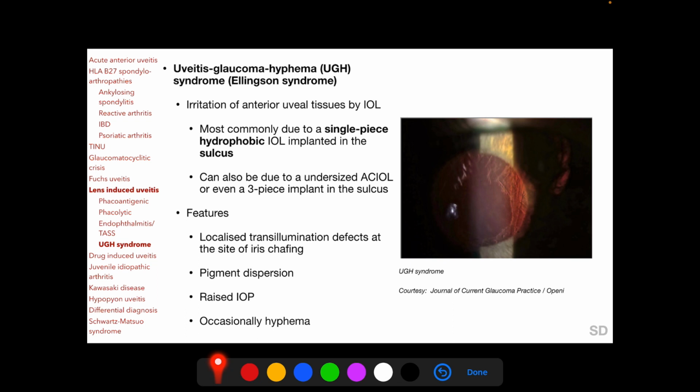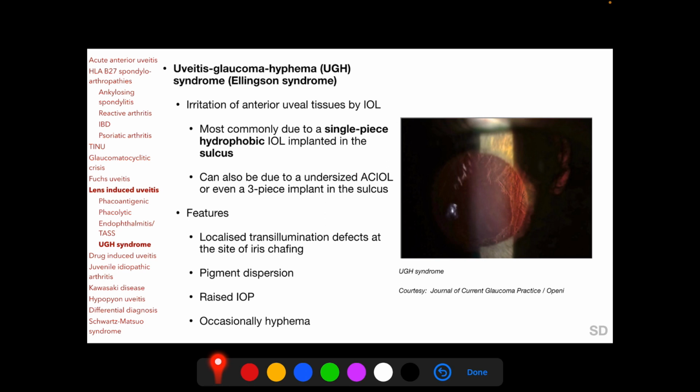And this is also a very important principle of cataract surgery, that a single-piece hydrophobic acrylic IOL should never be implanted in the sulcus if there is a posterior capsular disruption, and we should always opt for a 3-piece IOL for sulcus implantation. And it is also important to make sure that a single-piece hydrophobic acrylic IOL has gone inside the capsular bag in its entirety.